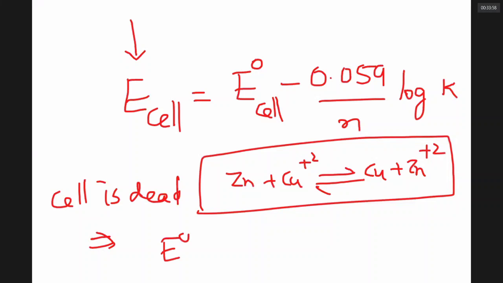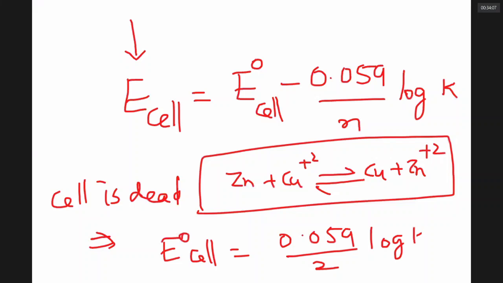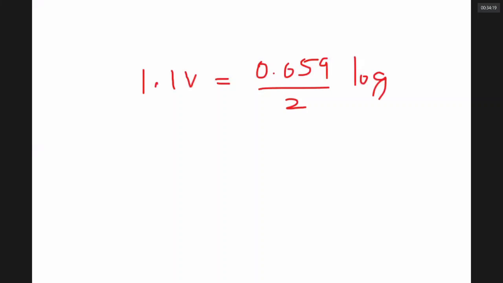E0 cell is equal to 0.059 by n, where n here is equal to 2, into log K. So what is the value of the equilibrium constant for this cell? E0 cell is 1.1 volts, which is equal to 0.059 by 2 into log K. What is log K equal to?